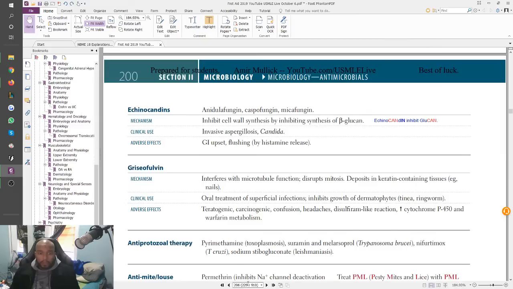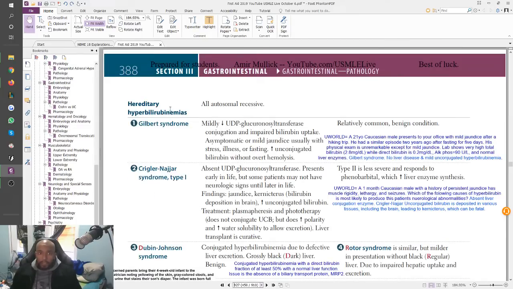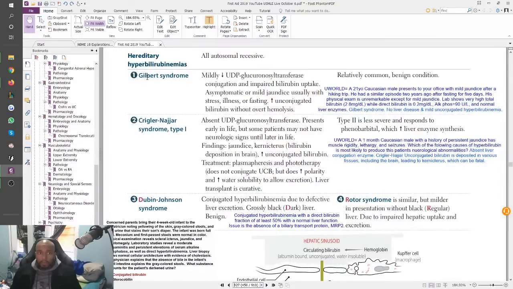Right, so 427, again from the easiest chapter of First Aid, GIT. When you come to this page, you look at Gilbert. This is just a guy who went under some kind of surgery and then had some mild decreased activity of UDP glucuronosyltransferase, mild conjugation impairment. So he's going to have some mild jaundice, but that's it, nothing else. His liver enzymes are perfectly fine because his liver is fine.